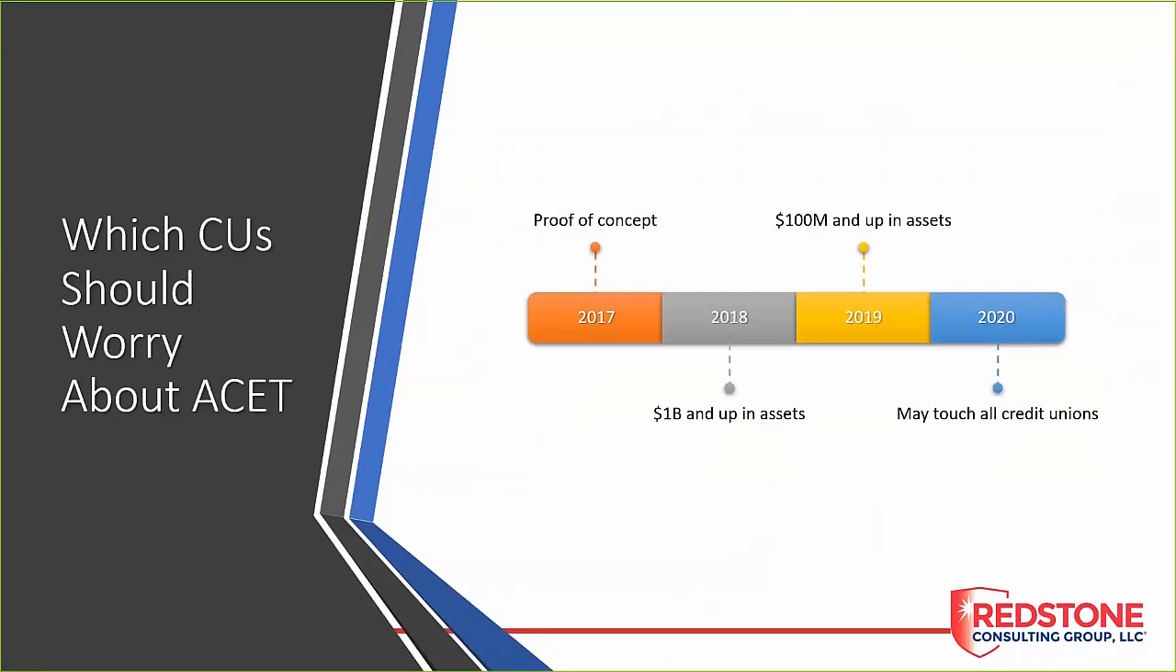Who should worry about it? Well, as I said, in 2017, it was a proof of concept. This year, it's applied to institutions with asset bases of $1 billion and up. Next year, it will move down to approximately $100 million and up in assets. And there's a feeling that in 2020 and beyond, it may begin to touch all credit unions. So it's definitely something that the NCUA is broadening the base to which they apply it and looking to make it comprehensive across all credit unions.